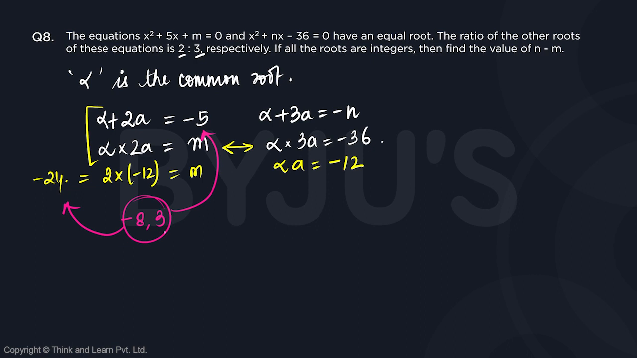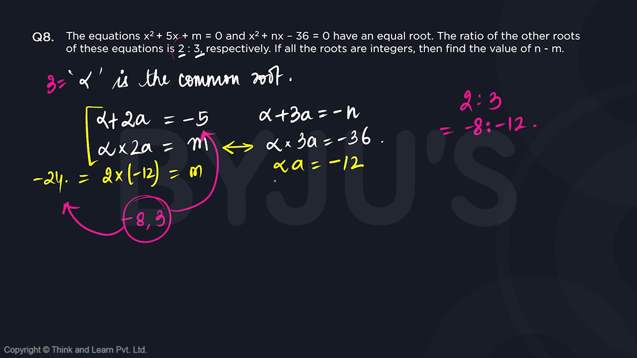So the common root, we can't have 3, right? It's going to be −8, of course. So if the common root is 3, alpha turns out to be the common root, right? Because if 3 is going to be here, the roots are not going to be integral. Instead of 2a, if I write 3, the other root is not going to be integral. That's the reason why I chose 3 as the common root and 2a being −8. So the other roots are in the ratio 2:3, which is −8 is to −12.